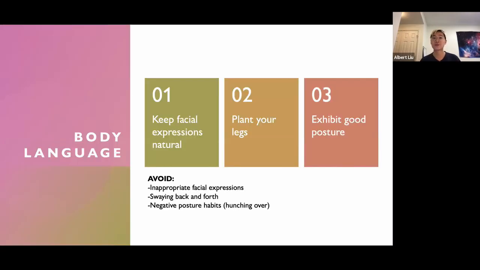And then comes body language. There's really three parts of good body language. The first is that you want to keep all your facial expressions natural. The second thing is, you can't see this, but your legs should be planted. You should not be swaying back and forth like this. This is a very common mistake that you can correct by practicing in front of a mirror. You should be staying still, you should keep your face natural, and you should exhibit good posture.